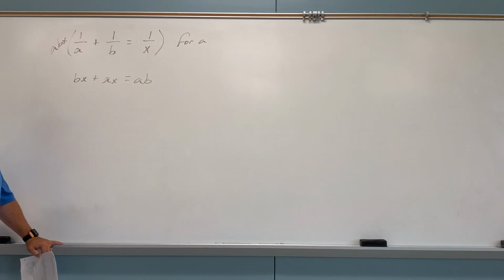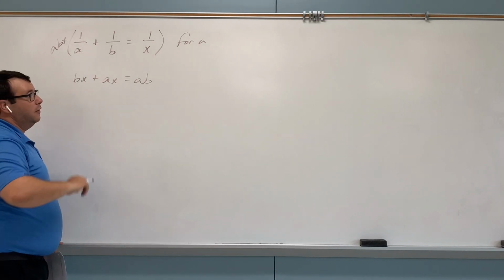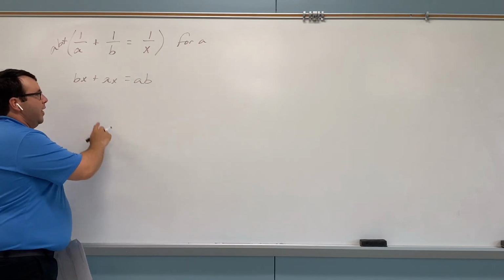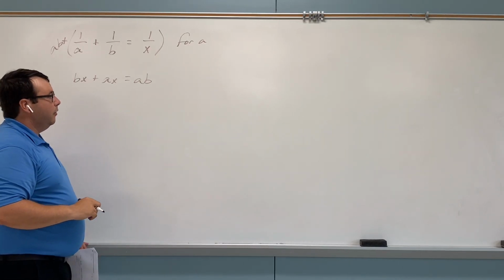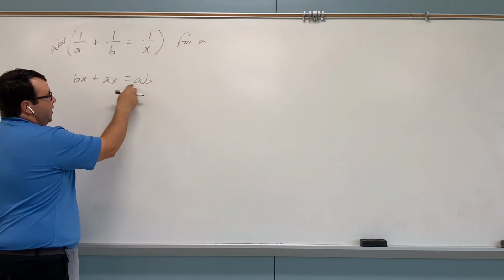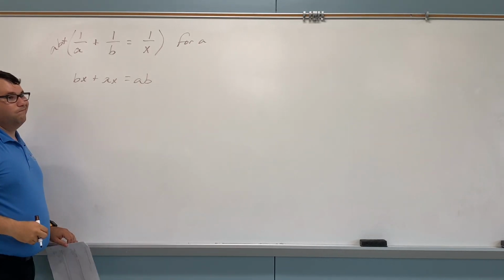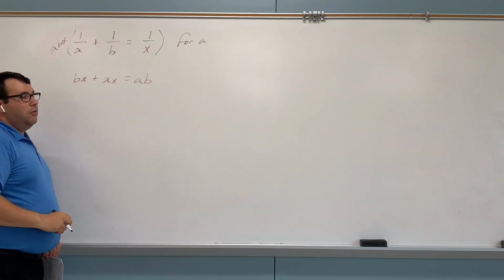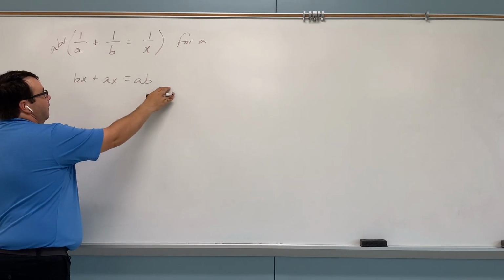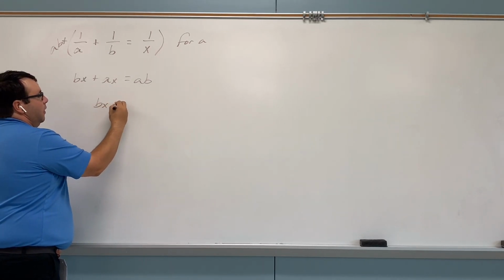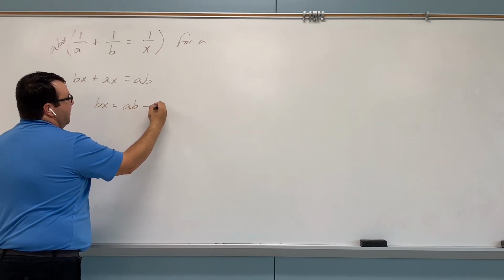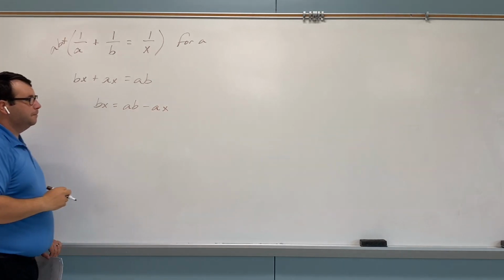Very cool. Now where is A? You have to always ask that question. If you're searching to solve for a variable, then you have to be able to find where that variable is. A just happens to be in two different places. So we need to do a little rearranging. Let's get our A's to the same side. So that's BX is equal to AB minus AX.